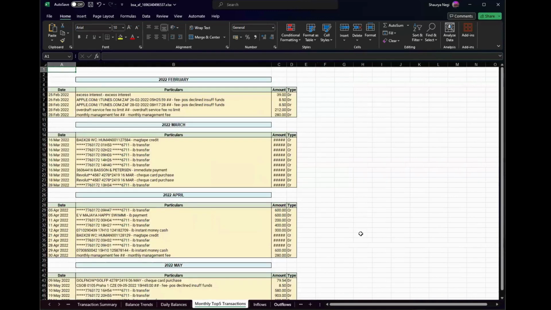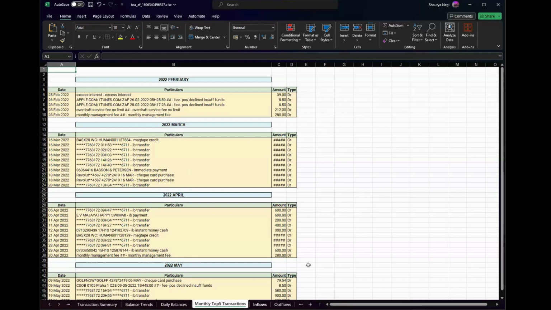The next sheet which we'll talk about is the monthly top 5 transactions. Basically, what this particular sheet does is it zeroes in on your 5 largest transactions each month, in both debits as well as credits. So this is pretty valuable for identifying patterns or anomalies in your financial behavior. Let's have a look at the month of February. You can see the top five credits as well as debit transactions have been categorized here. But in this case, all of the top five transactions are debit transactions. So this just gives you an overview for the same.